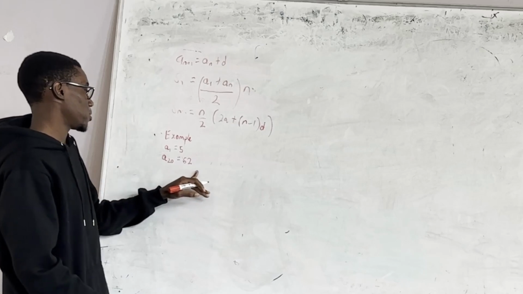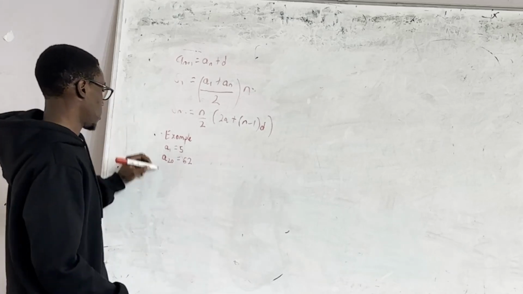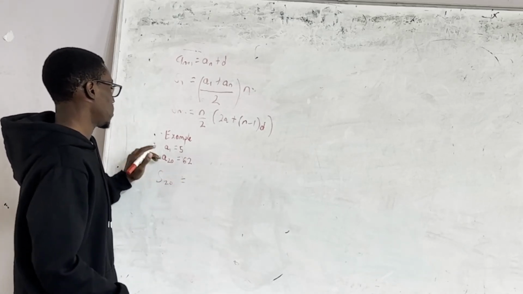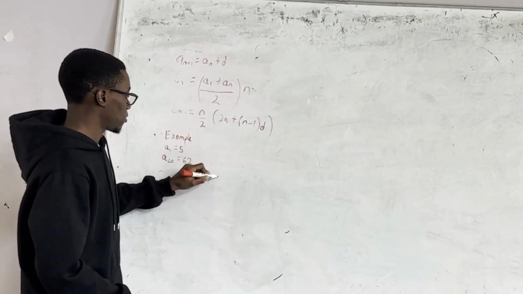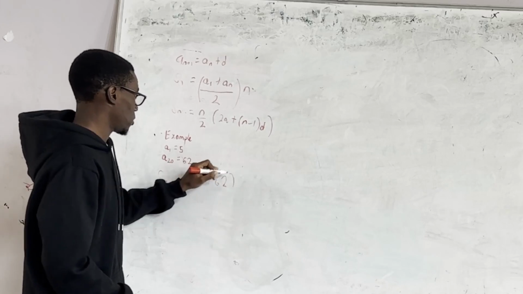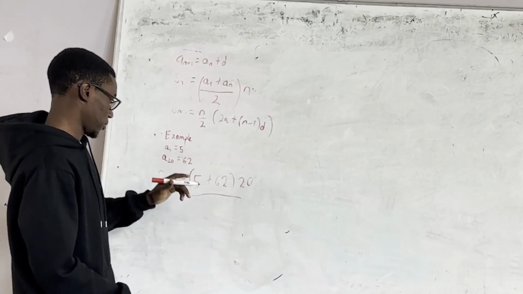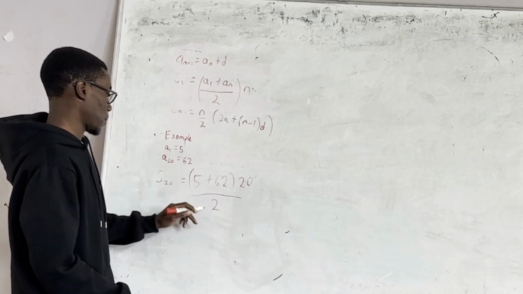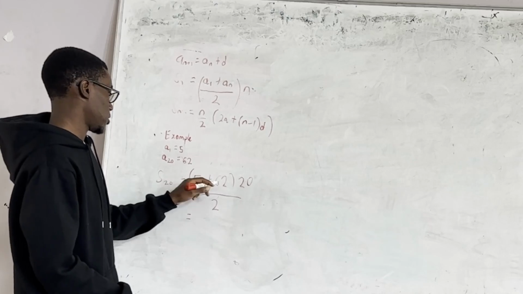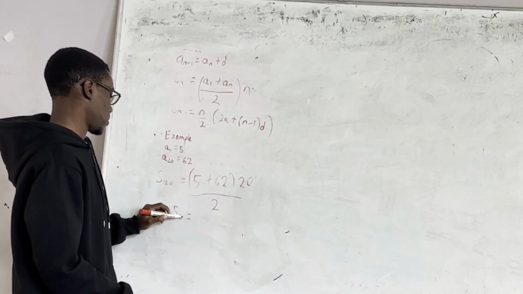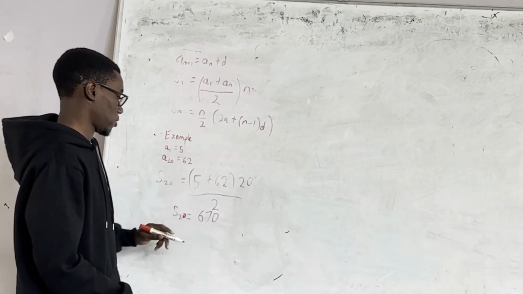You do notice that you haven't been given the common difference. So the sum of the first 20 terms: let's substitute 5 plus 62, n is 20, over 2. This is 10 times 67. So the sum of the first 20 terms is 670.